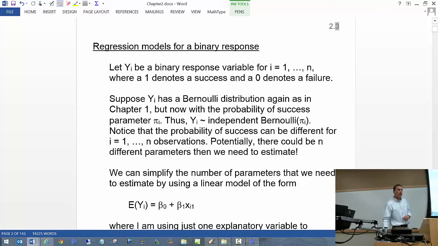So let's talk about now regression models for a binary response, because that's what we have. Since I have a binary response, my y's now are going to have a Bernoulli distribution. And we'll still say a 1 denotes a success, a 0 denotes a failure. These y's are going to be independent of one another. And the mean of each of the y's is going to be pi sub i. So the expected value of y1 is pi sub 1. Expected value of y2 is pi sub 2.